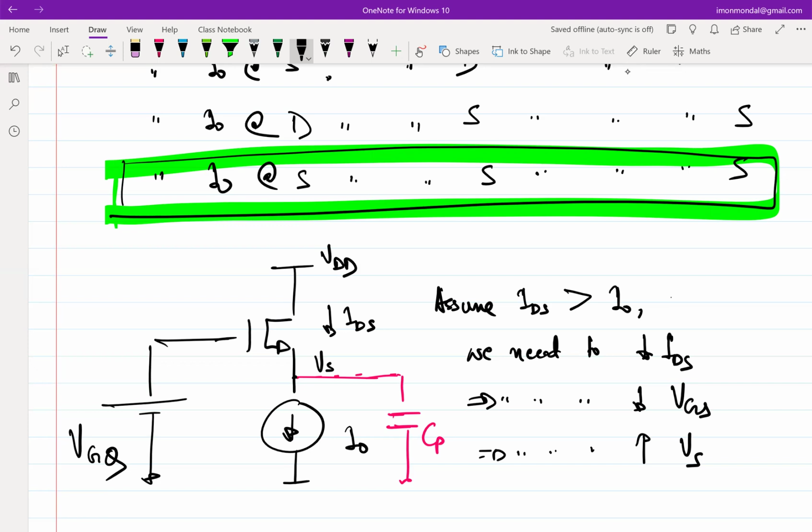But do you see that this happens automatically, right? If IDS is greater than I naught, I don't have to do anything. The source voltage is anyways increasing, because the excess current is trying to pour into the capacitor, and the moment some current tries to go into the capacitor, the voltage rises, right? So essentially, just by connecting the current source to the source, it seems like there is some inherent correction automatically happening. You don't have to do anything.